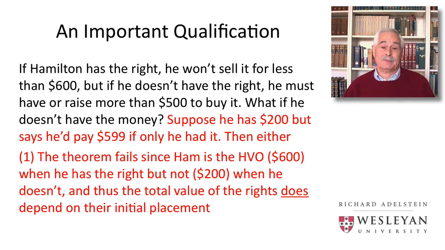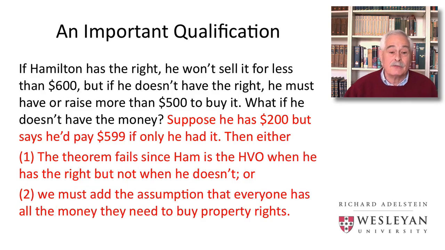In this case, one of two things must be the case. Either the theorem fails, since Hamilton is the higher valuing owner when he has the right, but not the higher valuing owner when he doesn't have the right, and thus the total value of the rights does indeed depend on their initial placement. If Hamilton doesn't have the cash to buy the property right from Jefferson, even though he claims to value it at $600, then in fact it does matter who gets the right. Hamilton won't be able to buy the right, and he won't sell the right if he is given it initially.